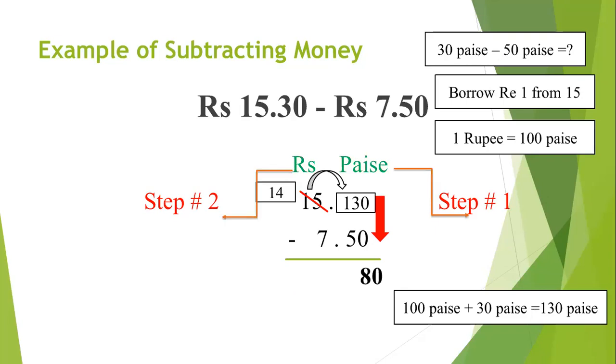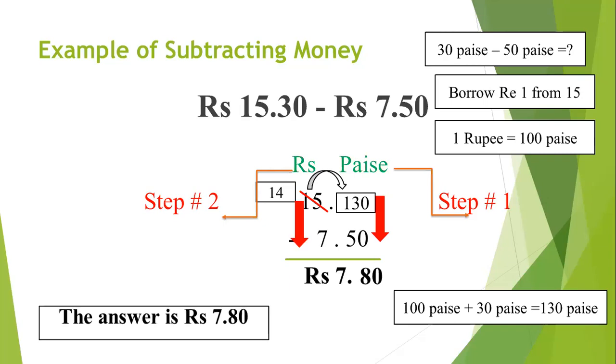Step 2. Subtract rupees. 14 minus 7, 7. So the final answer is 7 rupees 80 paisa.